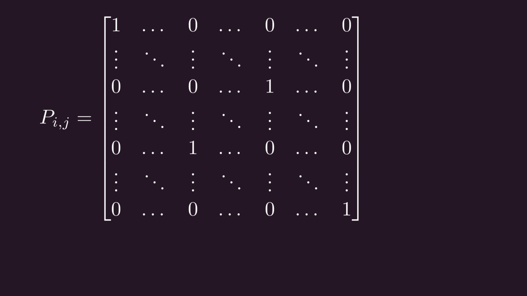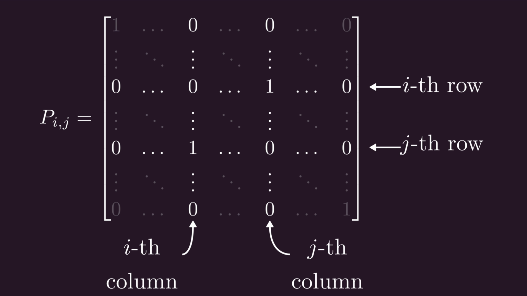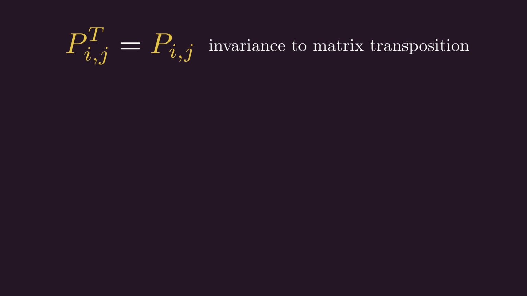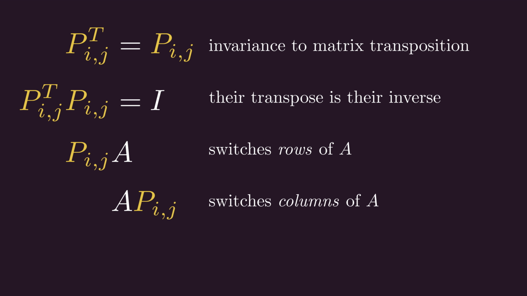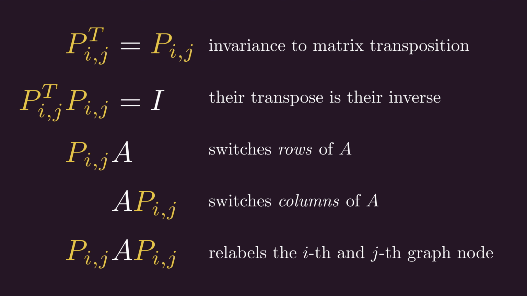Here, we define the so-called transposition matrices P_{i,j} by switching the ith and jth rows of the identity matrix. Transposition matrices have a number of pleasant properties. They are invariant to matrix transposition, their transpose is their inverse, and most importantly for us, multiplying with them from the left switches rows, multiplying with them from the right switches columns, and doing a similarity transform with them switches the labels of two nodes in the corresponding graph.